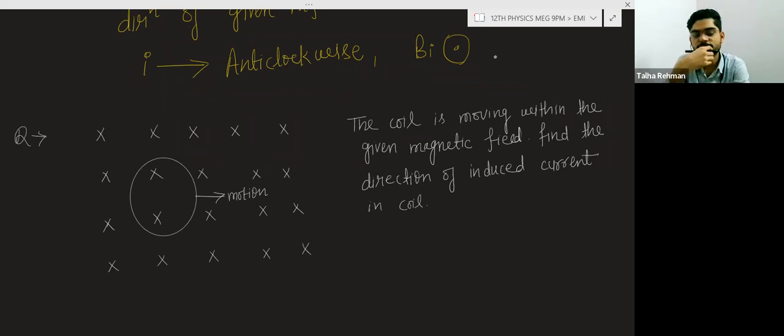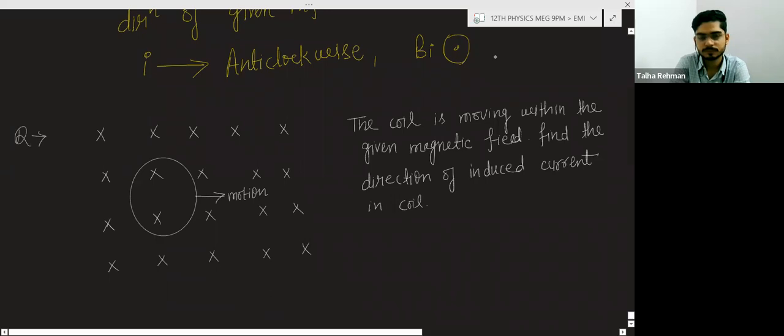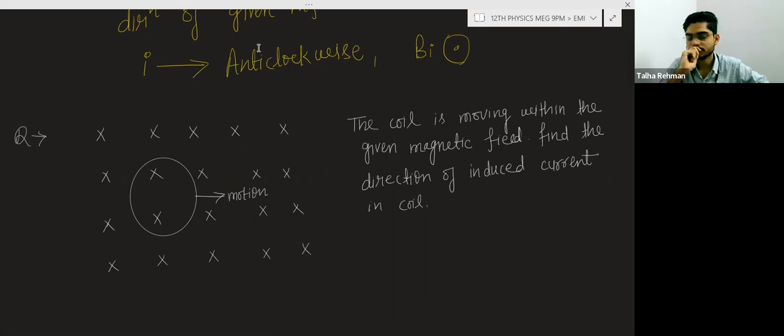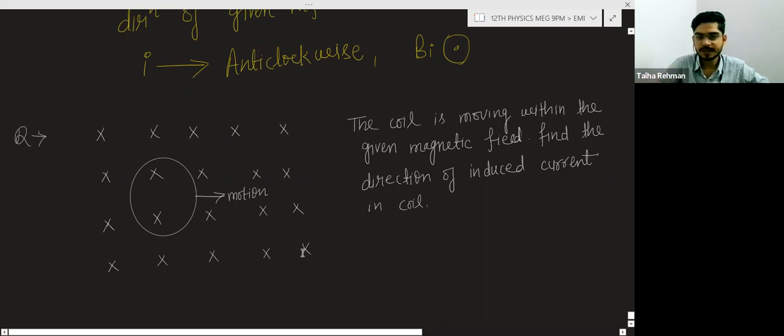Now try this question by yourself. Please remember this point: this coil is moving within the given magnetic field. I am giving you 2 minutes. Try to solve this. This magnetic field is in inward direction.